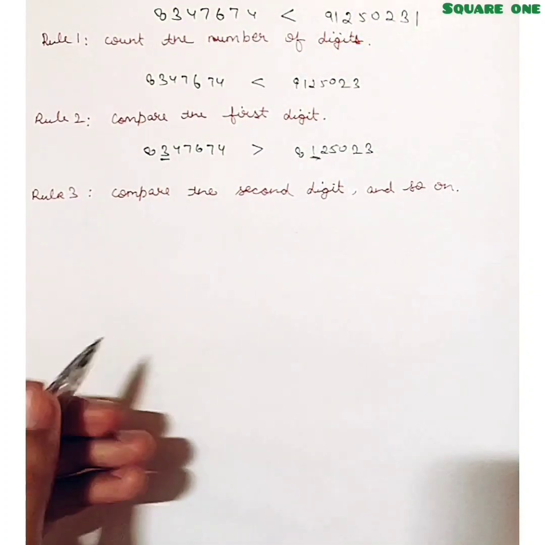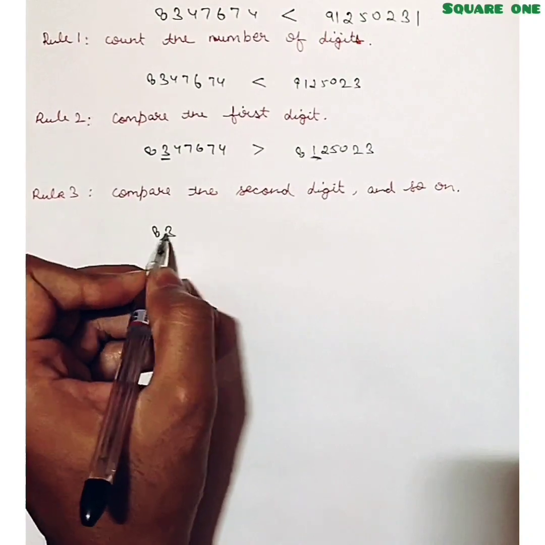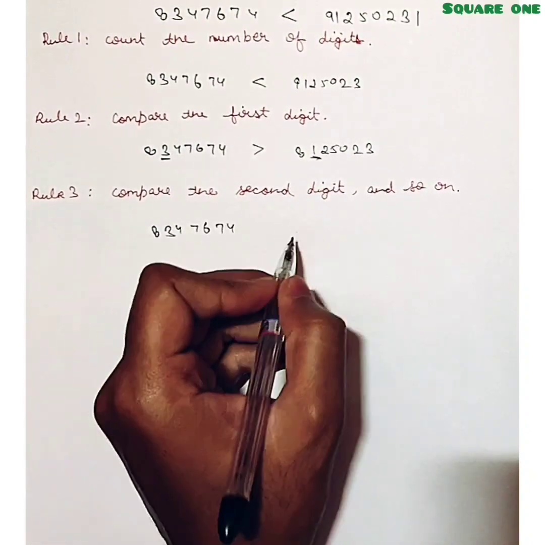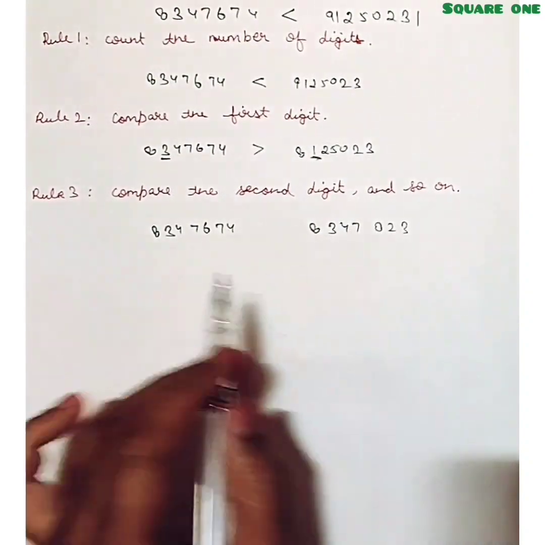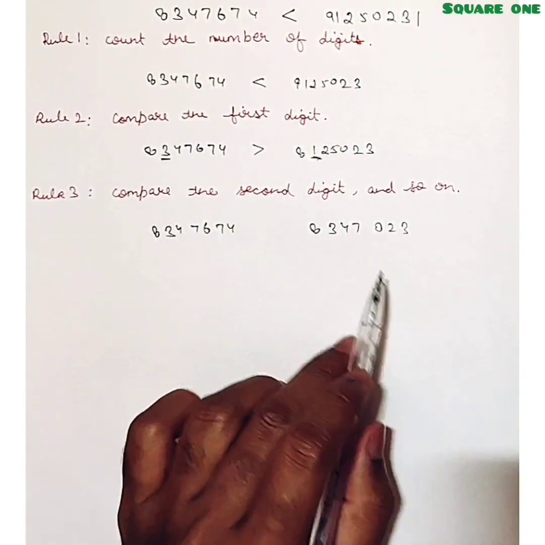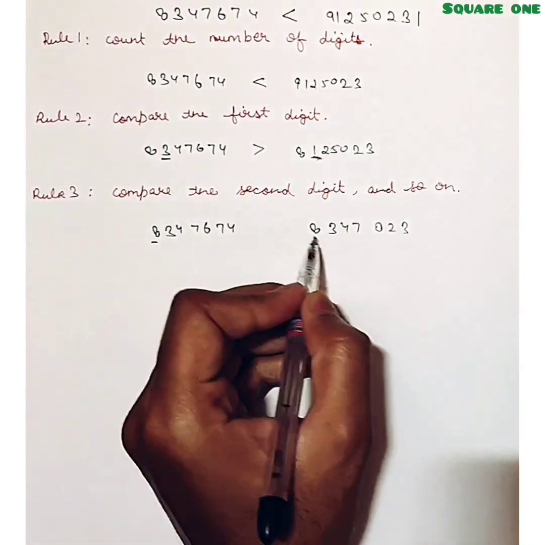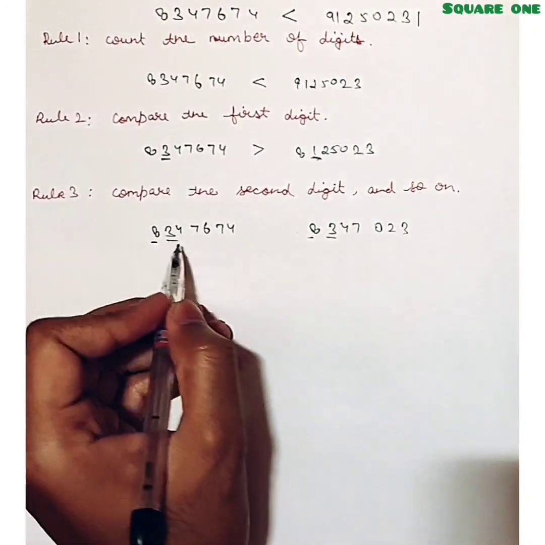But what would happen if the second digit is also the same? The next rules keep going on in the same way. We keep comparing the digits until they are different. Now in these two numbers, 8347, that is the first 4 digits of both the numbers are the same.